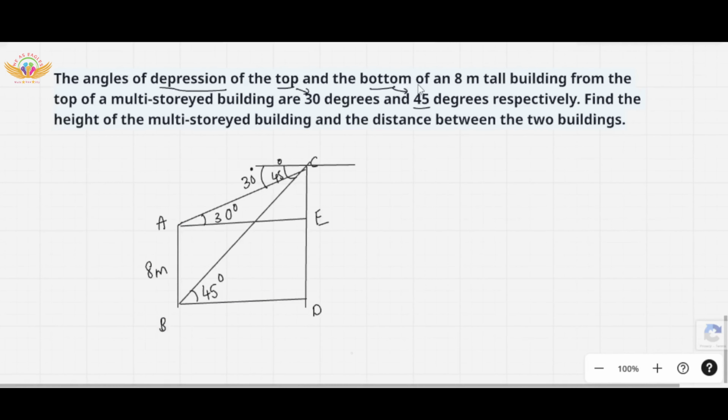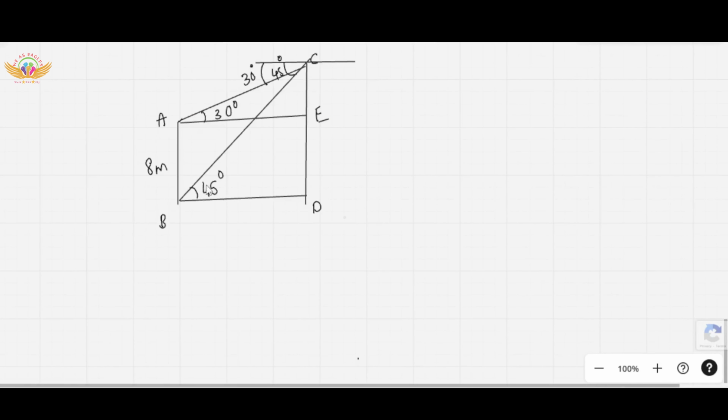Actually, what we have to find out is the height of this multi-storied building. So we have to find out the complete CD, and also we have to find out the BD. Okay, let us start doing this. First let us go with the first triangle, that is the right angle triangle CBD. I am taking that as one solution, and another solution is from the right angle triangle ACE.